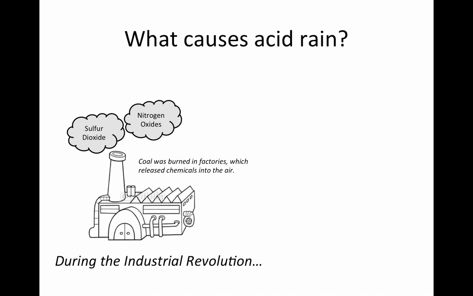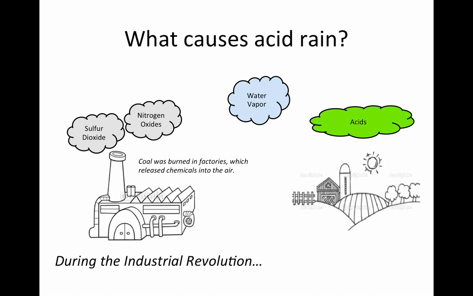You can see them here in these gray clouds. When these gases go into the air, they react with water vapor that's already in the air. This causes them to form acids. Acids have a sour taste. You can taste acid in vinegar and lemon juice. So when you combine water and chemicals in the air, you get these acids. The water builds up as clouds in the sky. Then, when it rains, the acidic particles fall down to earth as acid rain.